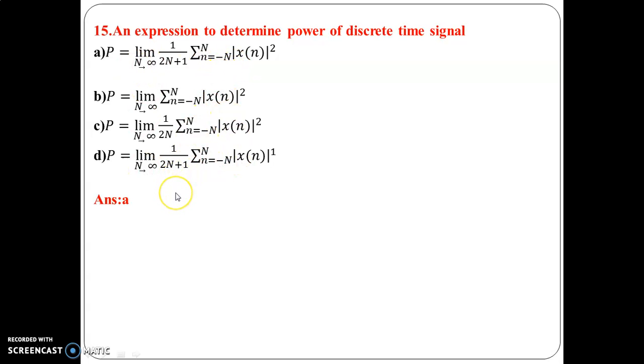Hope you got some idea on energy and power and causal and non-causal signals.